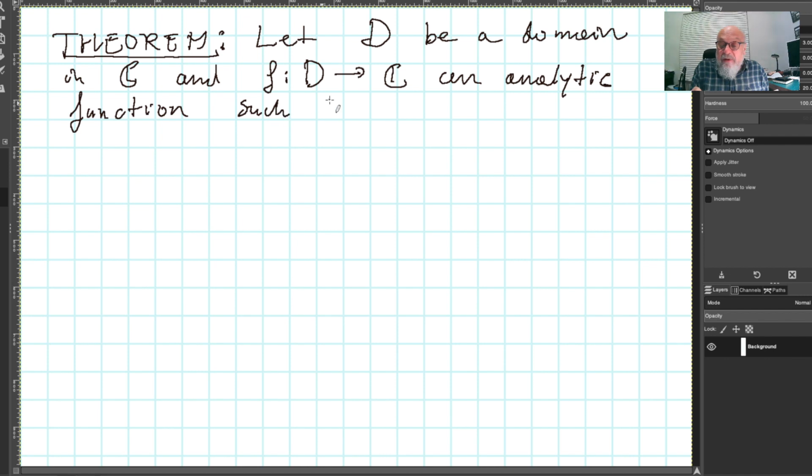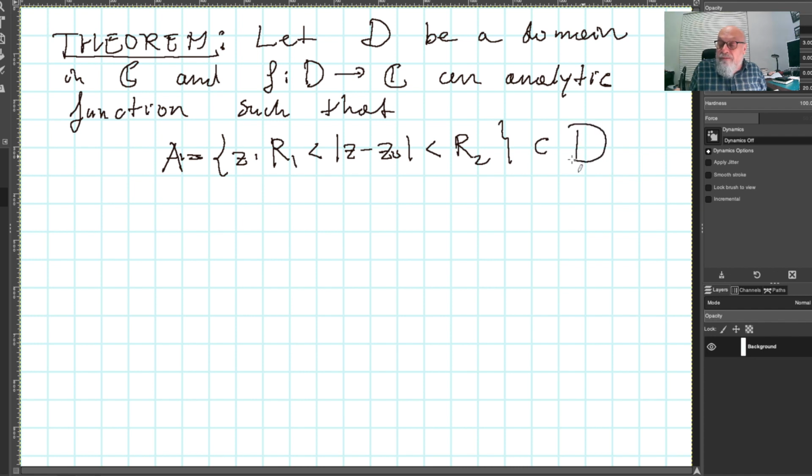Such that an annulus, put it like this, A, which is equal to the set of all z satisfying R1 smaller than |z minus z0| smaller than R2, is contained in D. So we have here this annulus.